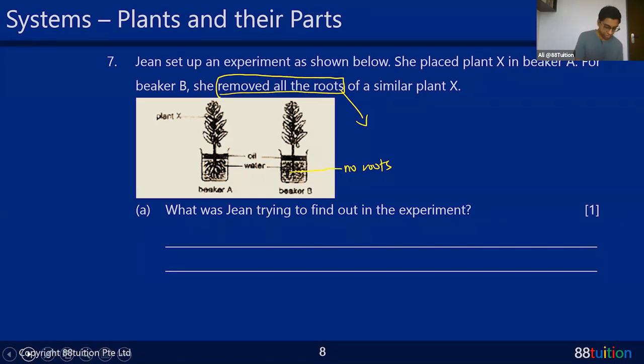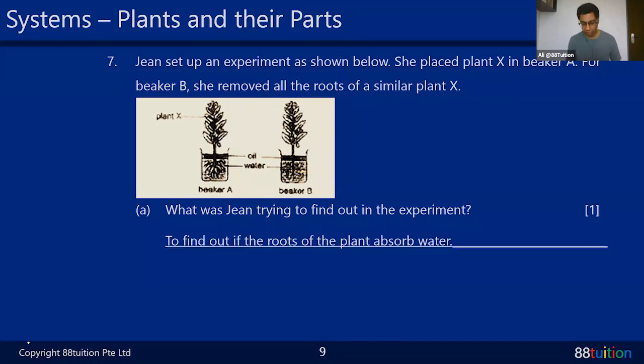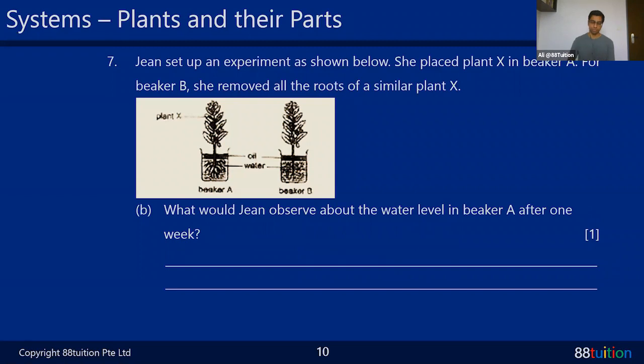So for that, Jean is trying to do this experiment, to find out if the roots absorb water. Very easy. But that's not what we will always leave you with. Question one is always easy to warm you up. What about the second part? What will Jean observe about the water level in beaker A after 1 week if it is absorbing?